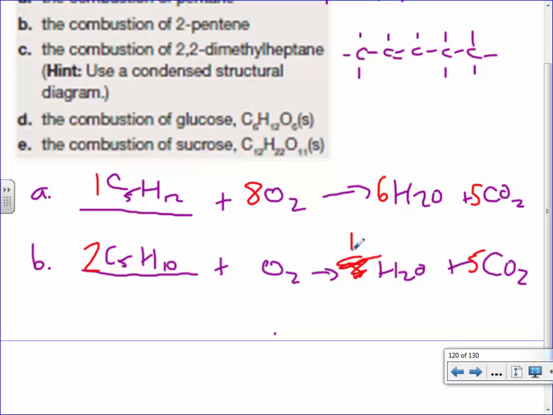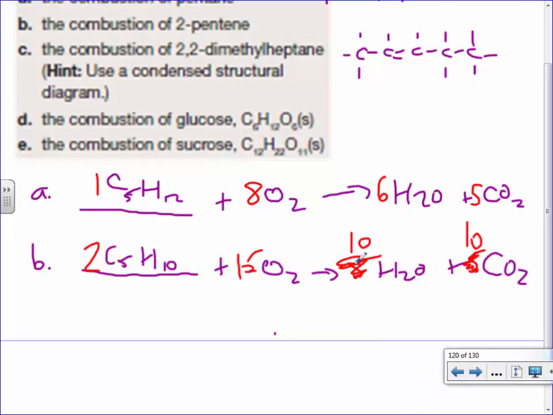scratch this out, make that a 10, and make that a 10, make it twice as big, and then now reconsider this. Now you have 10 oxygens, and then you have 20 more over here, giving you a grand total of 30. 30 does divide by 2 to give you 15. Now it's balanced. Sweet.